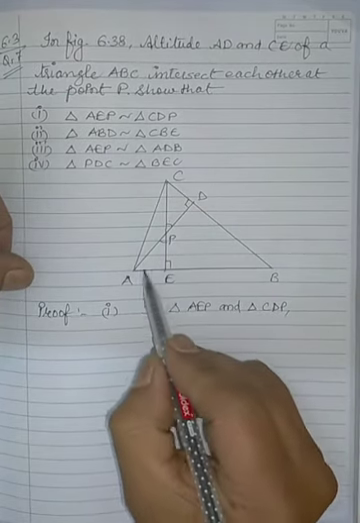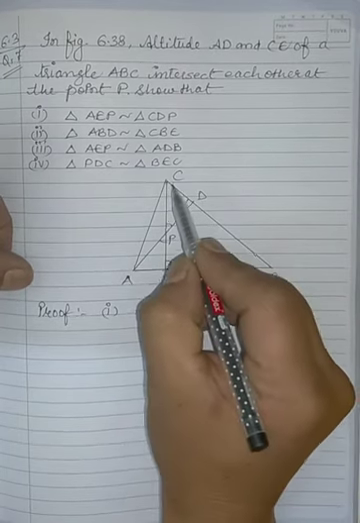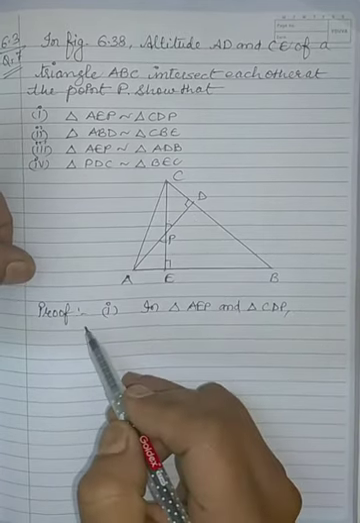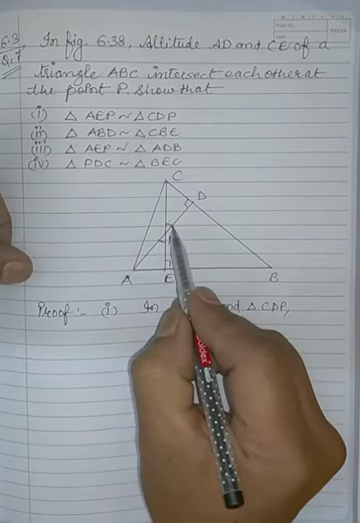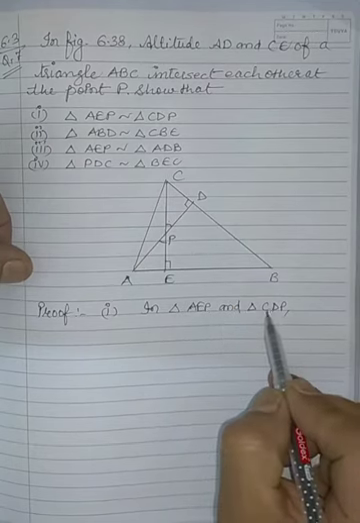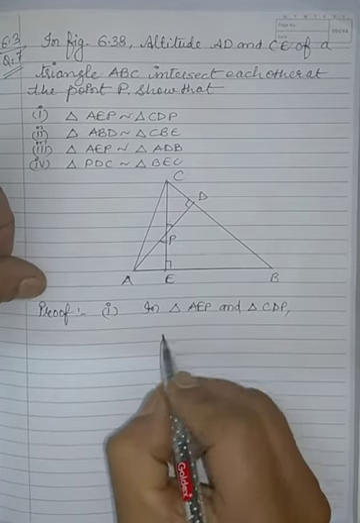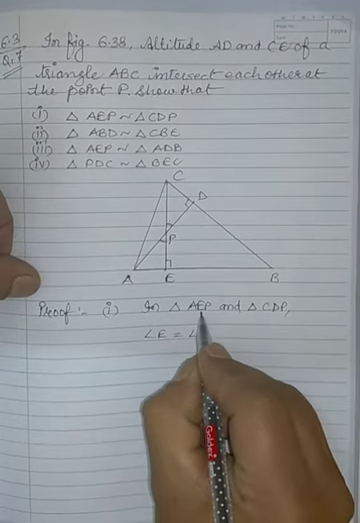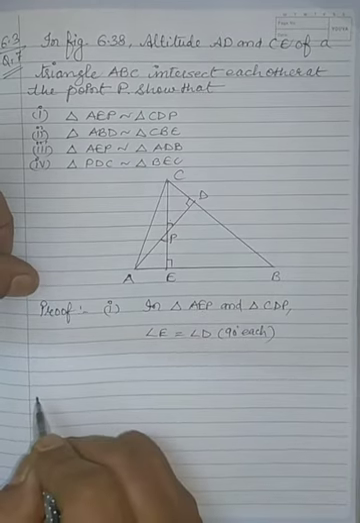So the order is: angle A and angle C, no information about them. Angle E and angle D are each 90 degrees, and angle P is equal to angle P, that is the vertically opposite angle. So the order is AEP and here CDP. In triangle AEP and triangle CDP, angle E is equal to angle D, both are 90 degrees each, which is given to us.